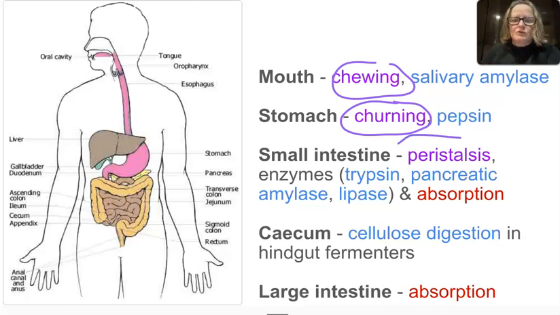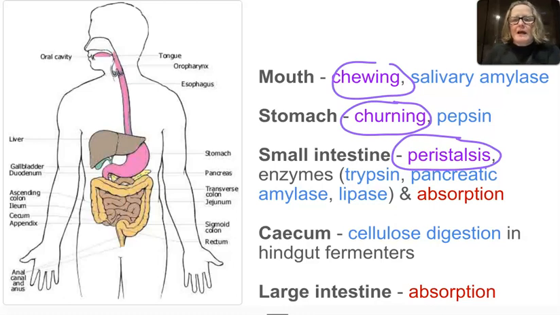Peristalsis actually takes place all the way along the digestive system, but it's particularly important in the small intestine. That's the tube squeezing and relaxing, which helps to push the food along the tube. And those are the main types of physical digestion.